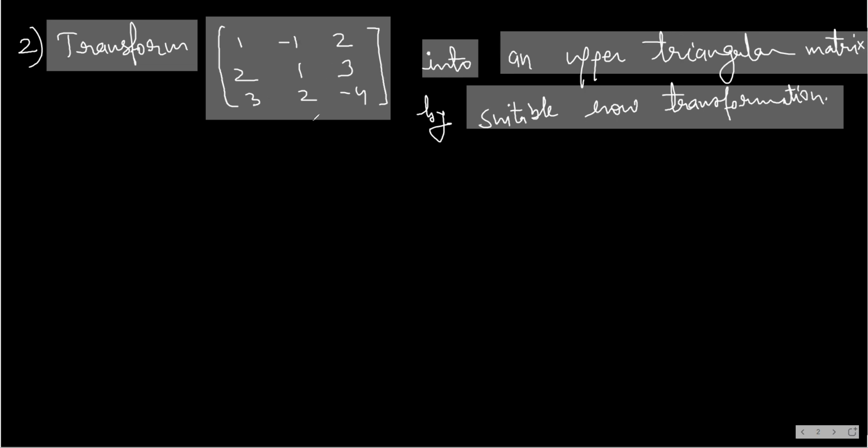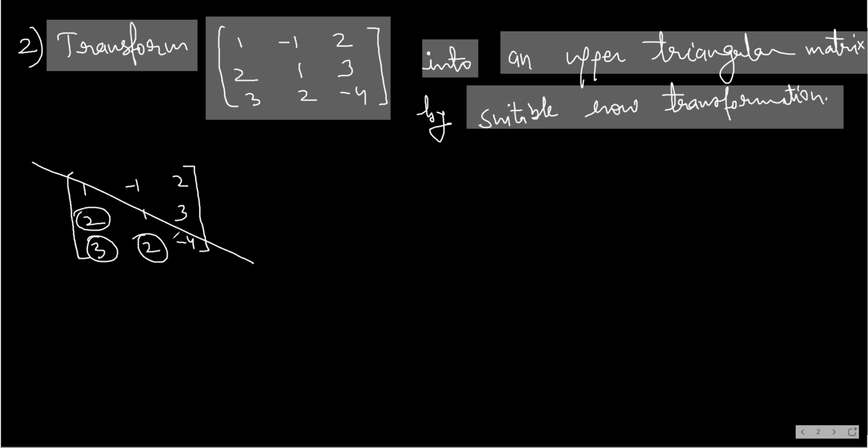So let's begin. I will take this matrix here, and this matrix is 1 minus 1 2, 2 1 3, and 3 2 minus 4. What I want is all the elements below the diagonal to be 0. So I want these to be 0, 0, and 0. Remember that. See, how do I do it?